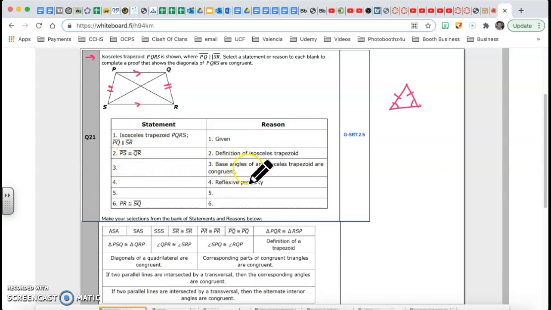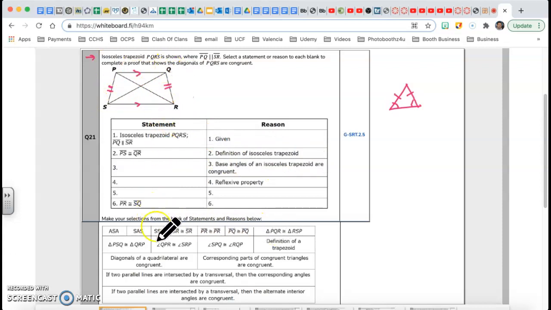Then they say base angles of an isosceles trapezoid are congruent. Like I said, this is an isosceles trapezoid, therefore these base angles are congruent. By the way, the lines SR and PQ are called the bases of the trapezoid. So angle S and angle R are base angles, and angle P and angle Q are base angles. Base angles of an isosceles trapezoid are congruent. They can be talking about the bottom ones or the top ones.